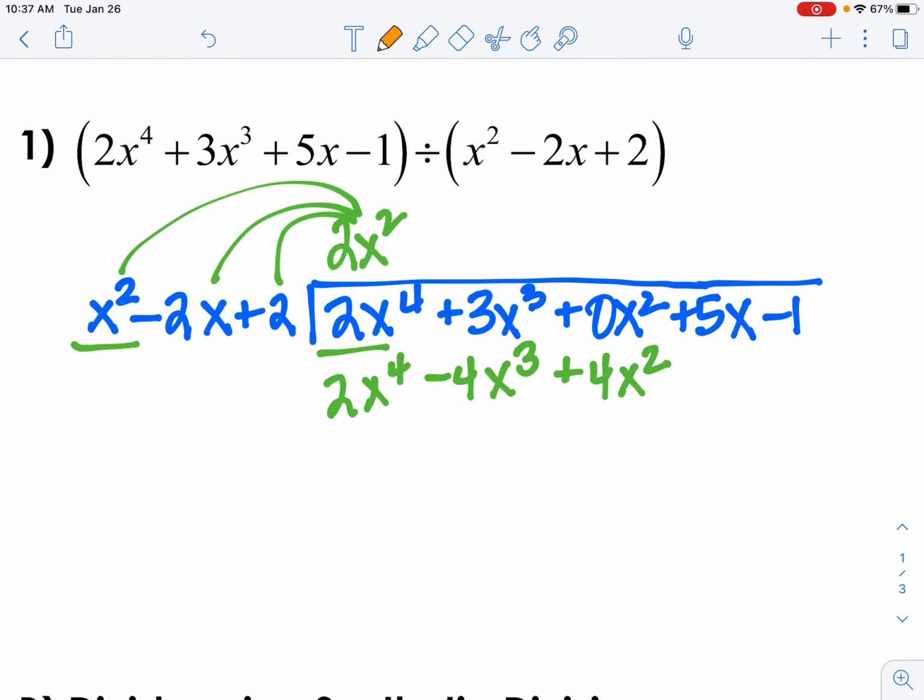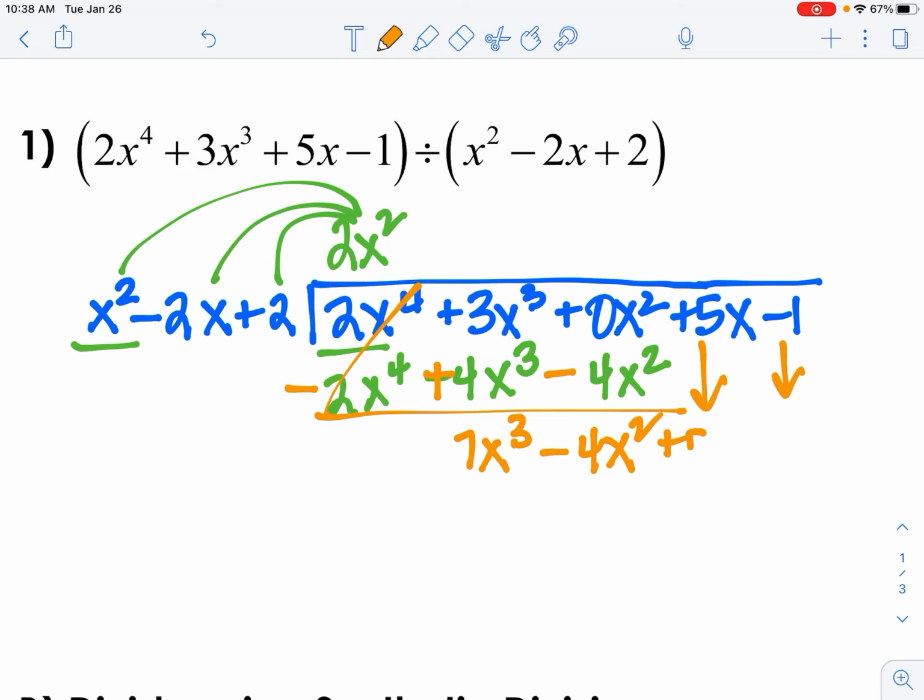Then my next step is to change all the signs. Make this negative, this positive, and that negative. Okay, then I add. 2x to the fourth minus 2x to the fourth cancels, and that's your goal. 3x to the third plus 4x to the third is 7x to the third. 0x squared minus 4x squared. Then you drop these guys down. Plus 5x and minus 1. Now we start all over.